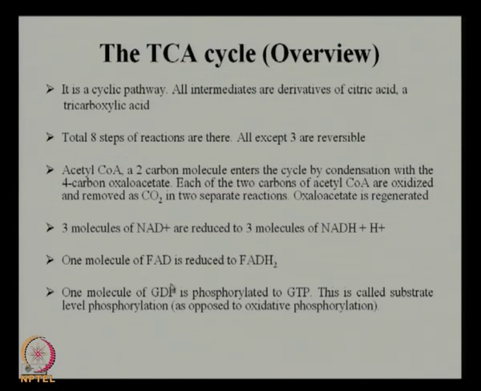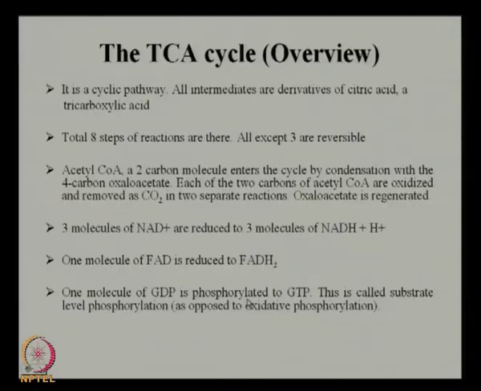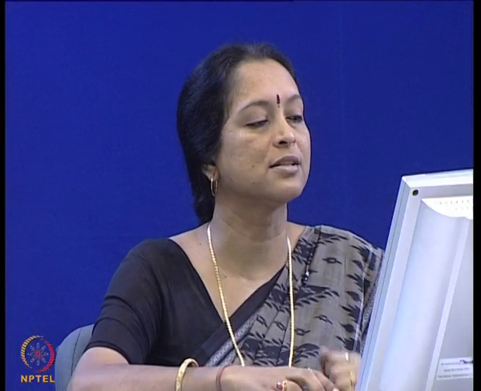1 molecule of GDP is phosphorylated to 1 molecule of GTP, which is otherwise known as substrate level phosphorylation. In the glycolytic process I also mentioned this substrate level phosphorylation, and here also we will see these substrate level phosphorylation reactions.